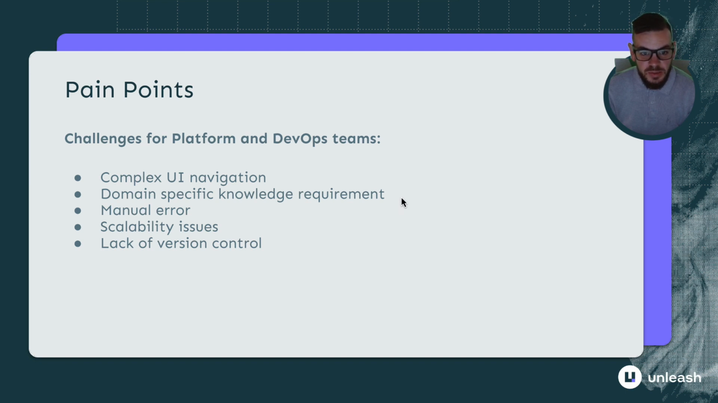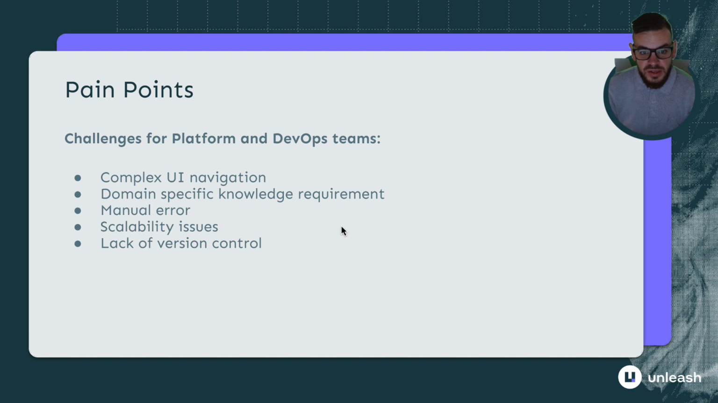Second, domain-specific knowledge requirements. Onboarding a new team member, they'll need to invest time understanding the nuances of the Unleash UI, leading to a steeper learning curve. Third, manual error. Humans are prone to mistakes. A misclick, an overlooked setting, or a wrongly assigned permission can have repercussions.